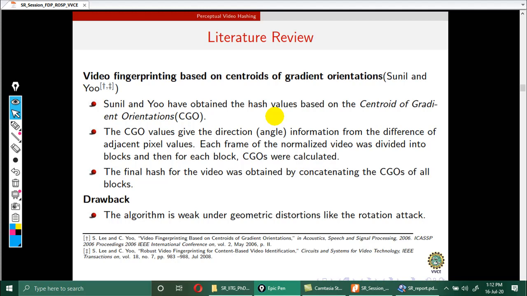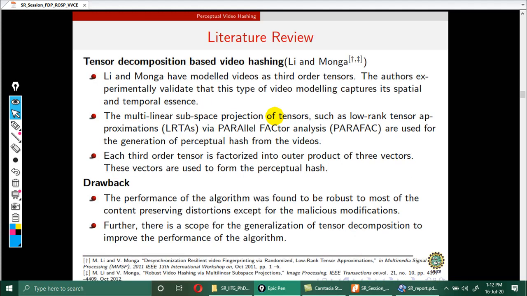What is the drawback? The algorithm is weak under geometric distortions like the rotation attack. And also, as the number of frames increases, the length of the hash also increases.